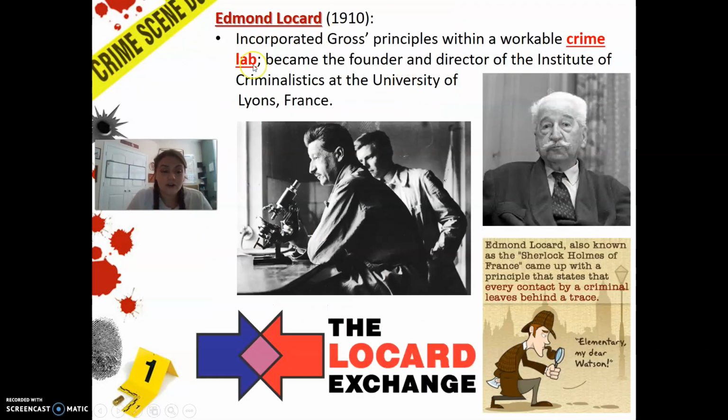So this is Edmond Locard. Edmond Locard is the father of forensics, so that would make him important. He had a workable crime lab, one of the first workable crime labs, and was also the director of the Institute of Criminalistics, so was helping train other people in forensic science in France. So he wasn't the person that brought it to America, but he is one of the forefront people that started crime labs and started training people to study forensic science.